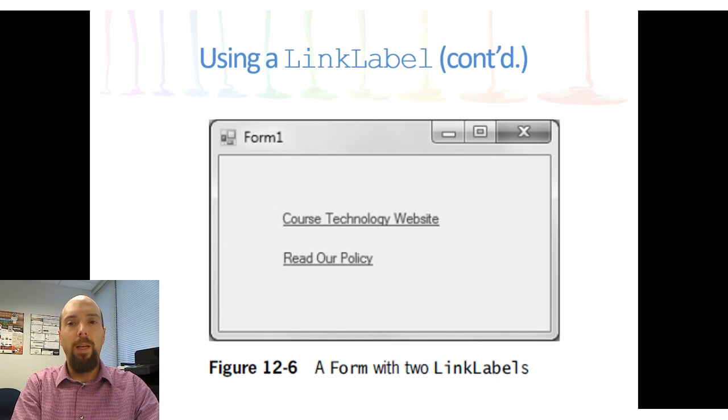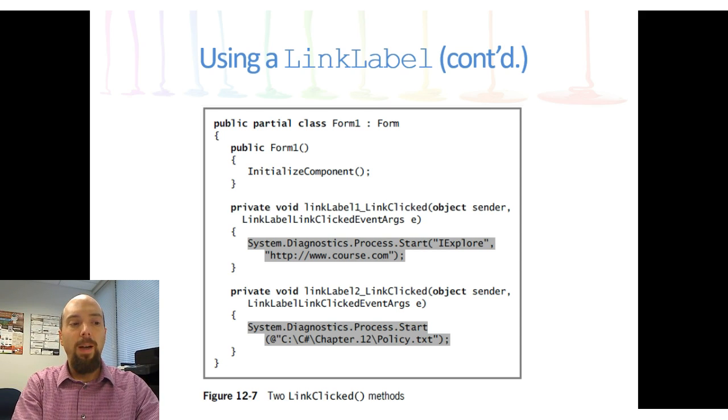So here we have a form that has two links on it. One goes to course technology, one of them goes to read our policy. Behind the scenes, what we have is the option to start a process called iExplore. So what we're going to do is we're actually going to create this link, and when you click on it, we're going to launch Internet Explorer. Now this is what's called an API to Internet Explorer. It's built into the system. It does it automatically for me. And then what I want it to do is open Internet Explorer and then go to this particular website.